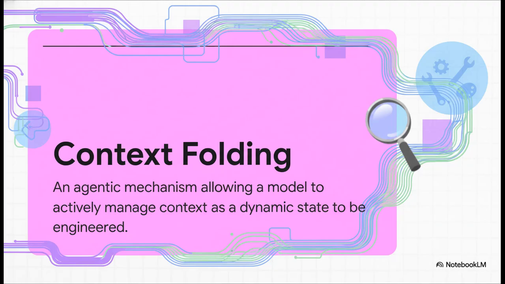And the name for this new paradigm is context folding. The keyword here is agentic. We are giving the model agency. We're giving it the power to actively manage its own context. The context window is no longer the static, messy bucket of text. It becomes a dynamic workspace that the model itself can organize, branch for subtasks, and compress on the fly.